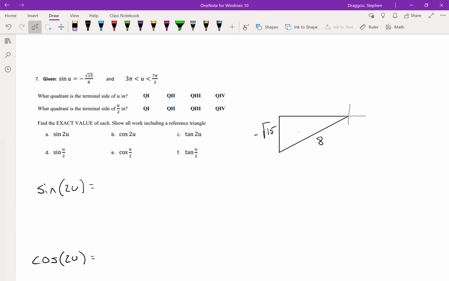So u is an angle that's bigger than 1 full circle. Since it's more than 3 pi, 3 pi is coterminal to pi, and 7 pi over 2 would be coterminal to 3 pi over 2. We're just going to put our angle u into the third quadrant. So u looks something about like that.